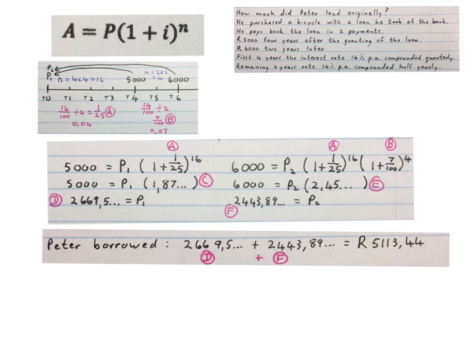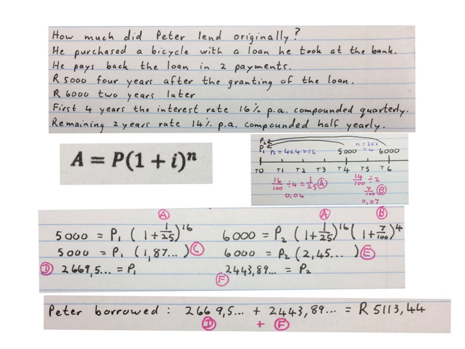And then remember to answer the original question, how much did Peter lend originally? Peter borrowed this plus this. You can just fetch it from your memories and then write the final answer, 5,113 Rand 44. Please stop the video and get your brain around this.